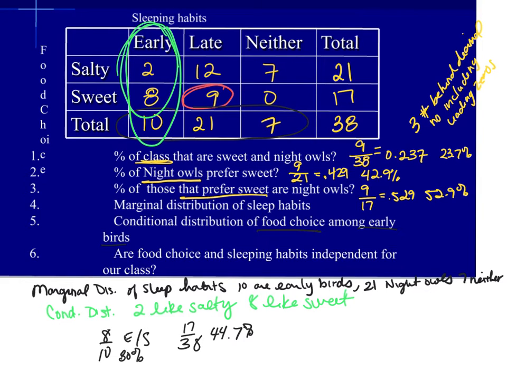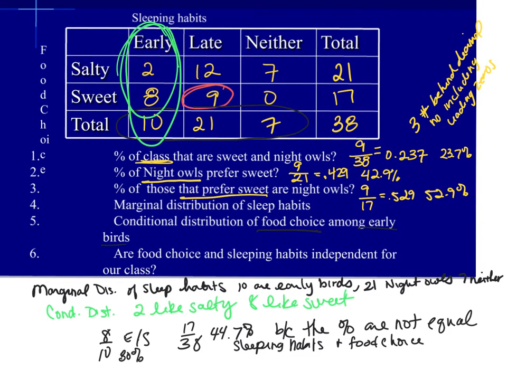So because the percentages are not equal, sleeping habits and food choice are not independent.